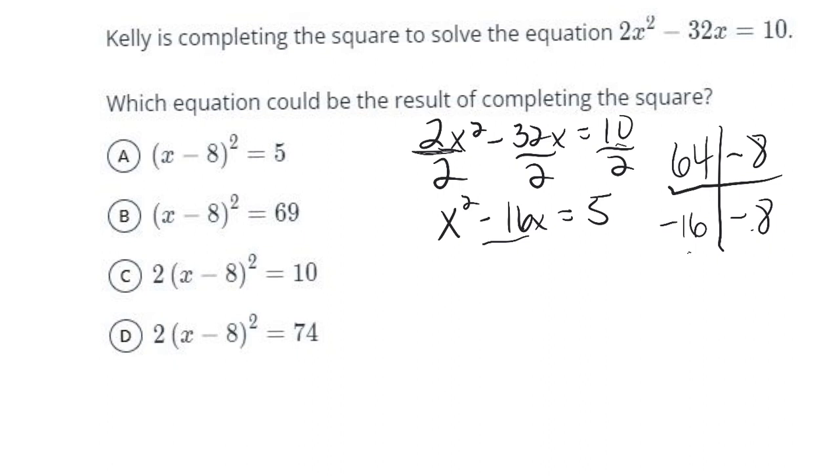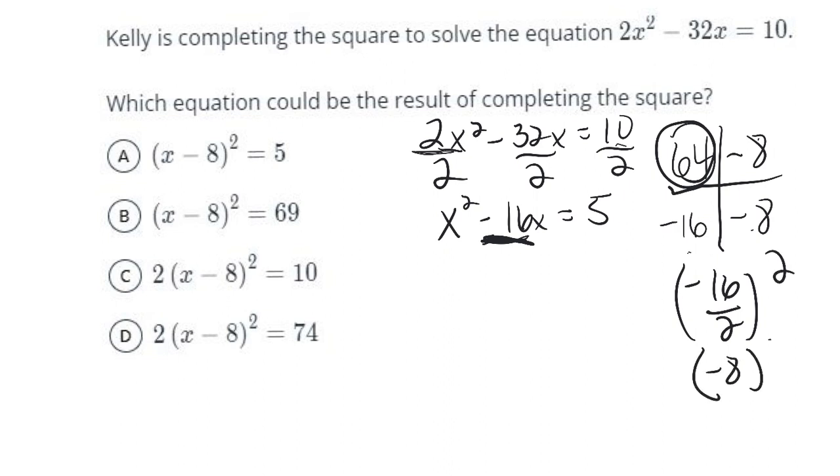Now, this is our magic number. Another way that some of you may know is that you can take your middle number, your b, that negative 16, divide it by 2 and square it, and you're going to get negative 8 squared, which also gives you 64. Either way, you will get the same answer. So let's add 64 to both sides.